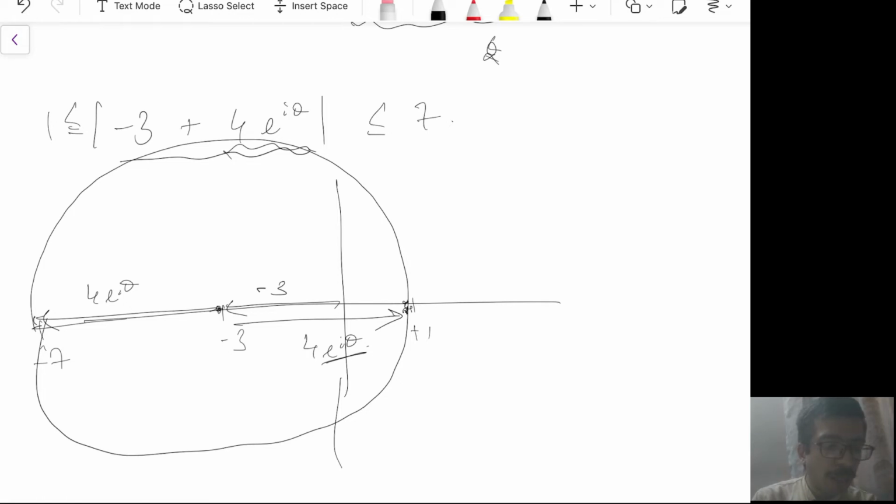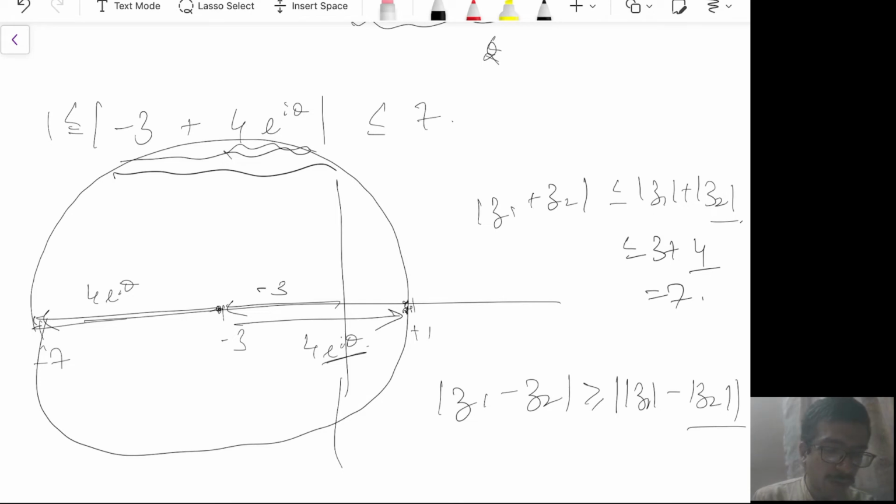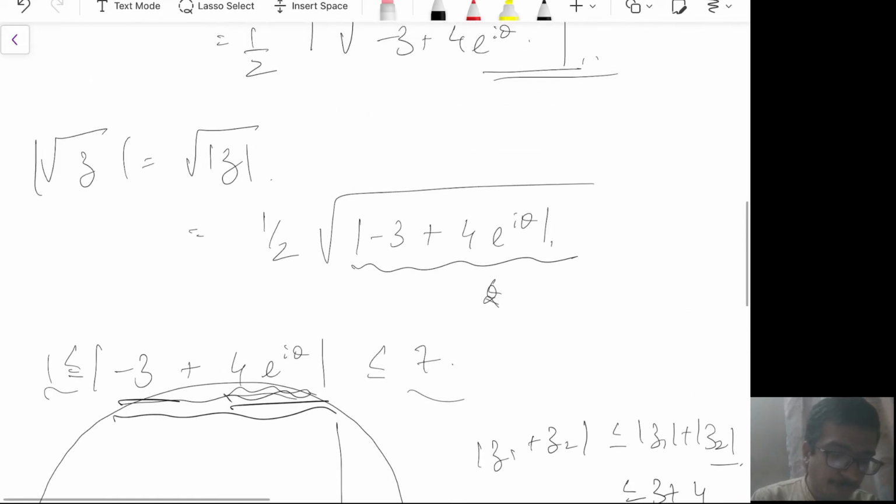Or even in general, you can apply the inequality that mod of z1 plus z2 is less than equal to mod z1 plus mod z2, right? So the mod of minus 3 plus 4 e to the power iota theta is less than equal to 3 plus 4, which is 7. And we also have a similar inequality that mod of z1 minus z2 is greater than equal to mod z1 minus mod z2. So these are two forms of the triangle inequality. If I put z1 equals 4 e to the power iota theta, z2 equals 3, I get that this is greater than or equal to mod of 4 minus 3, which is 1. So basically this expression lies between 1 and 7.